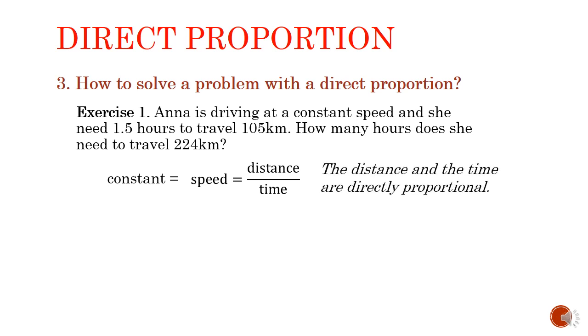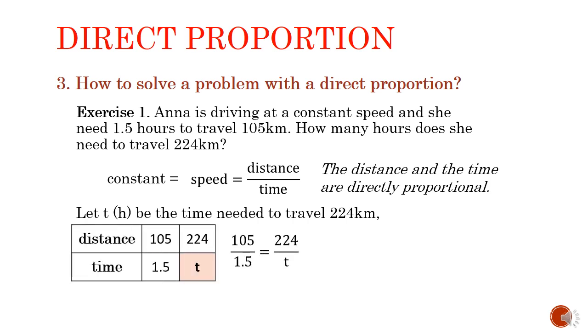Now, let t be the time needed to travel 224 kilometers. We have the ratio of 105 to 1.5 is equal to the ratio of 224 to t, and we can easily find t is equal to 3.2 hours.